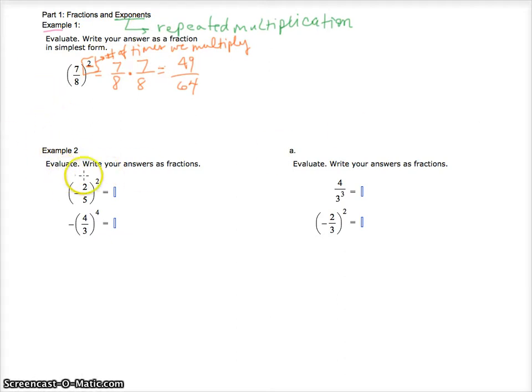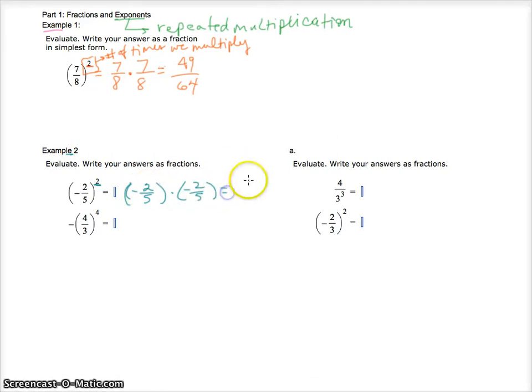In example 2, it says to evaluate and write your answer as fractions. So let's look at example 2 and the fractions that we have. Here it says we have negative 2/5 to the second power. This means that I multiply negative 2/5 two times. So I'll have negative 2/5 times negative 2/5.